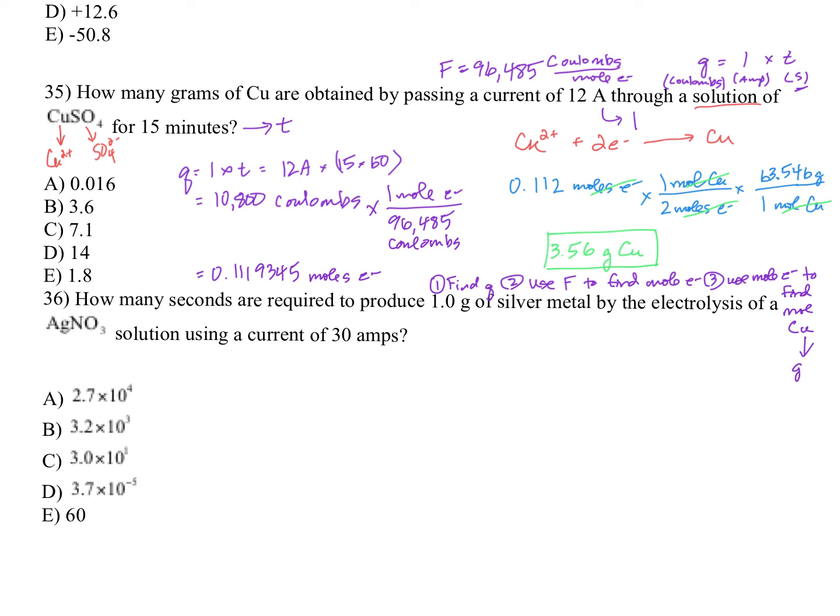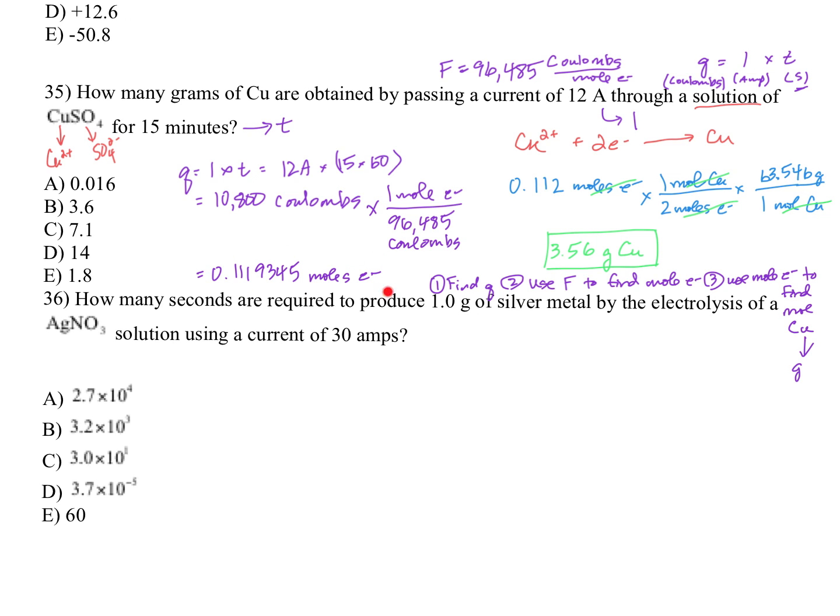Okay, recap. Here are the steps for this problem. First thing we did was we found Q by using Q equals I times T. Second thing we did was to use the value of Faraday's constant to find how many moles of electrons there were. And that's what we did over here. This was finding Q, 10,800 coulombs. Then we divided it by the value of Faraday's constant, and that gave us the moles of electrons.